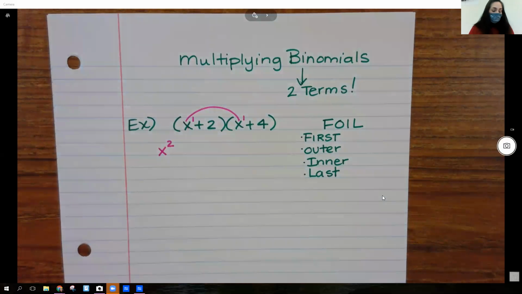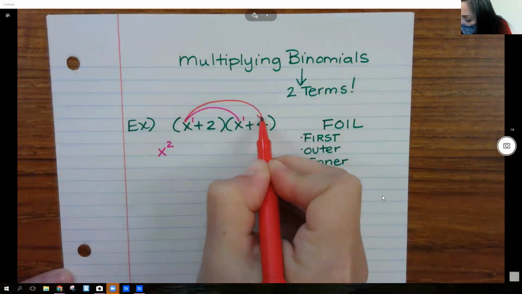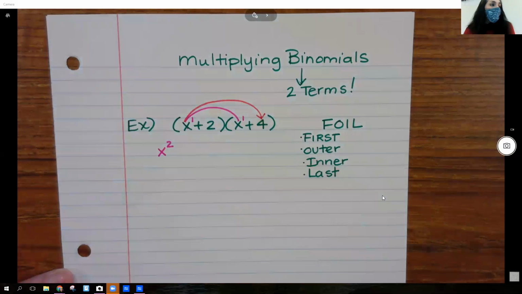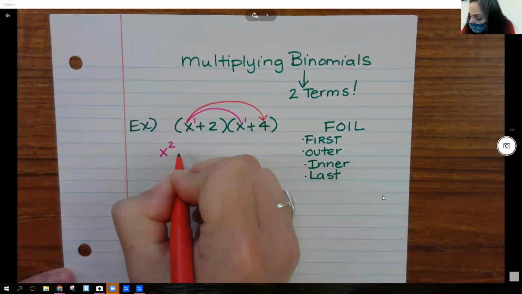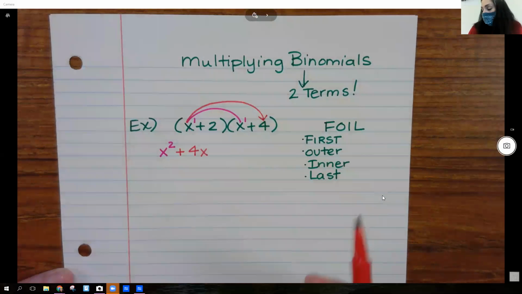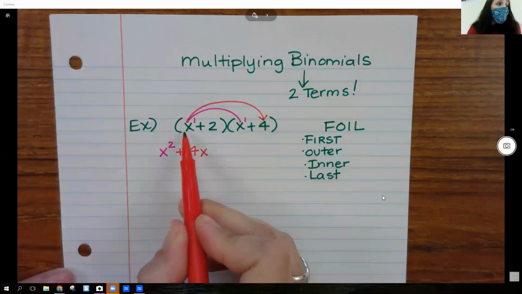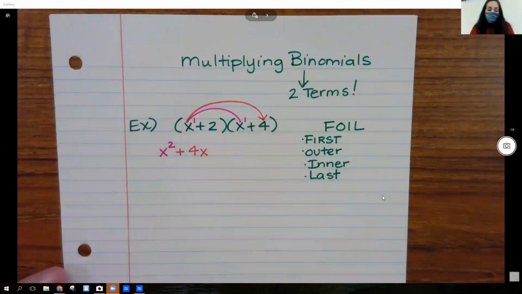Then the next one would be doing the x times this 4. So x times 4 is just 4x, so it would be plus 4x. And it's a plus because this x is positive and that 4 is also positive. So positive times positive is positive.